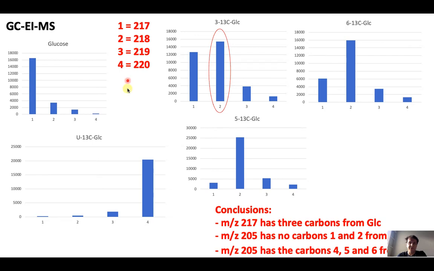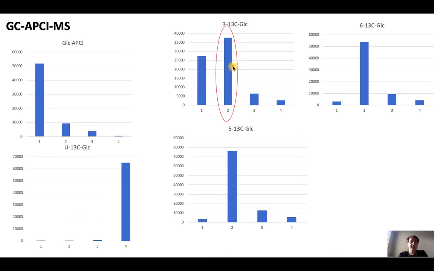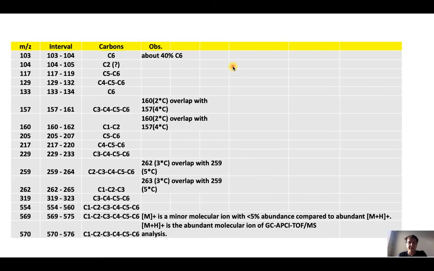Regarding the 217, we could see that it has 3 carbons, probably the carbons 4, 5, and 6. Again, we see a problem here in the carbon 3. This was confirmed by GC APCI. So every fragment that we have analyzed, I didn't show you all of them, but these are all the fragments that we could analyze in the glucose compound, and here the possible carbons that these fragments contain.